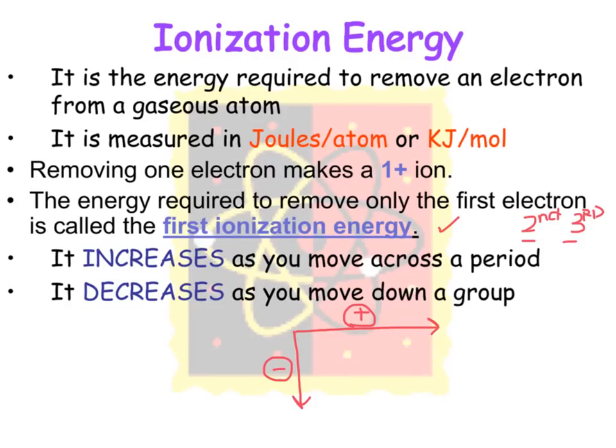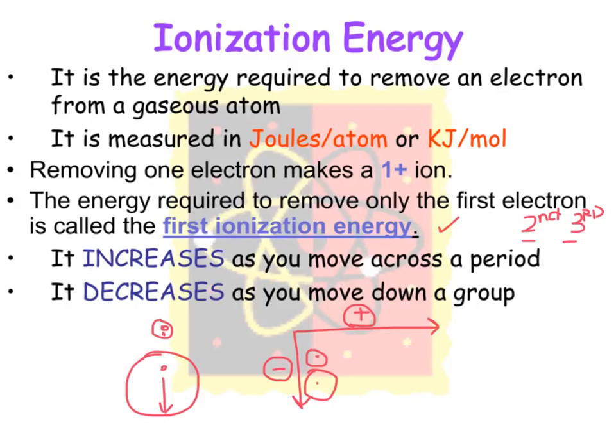This makes sense because remember, as you go down, the electrons are farther and farther away from the nucleus. What's going to be easier, to steal an electron when it's right here, very close, or to steal an electron that's way out here far away?